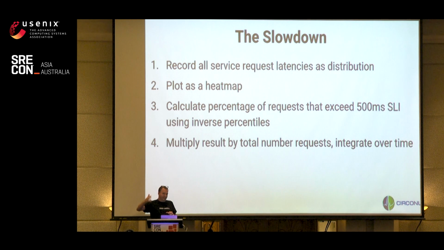That's where inverse percentiles come in. With an inverse percentile, I can say, for 300 milliseconds, what percentage of my requests took longer than that? What's the damage? I know I violated my SLI, but how much did I violate it by? How much damage did I do? And we can take that percentage of how much damage we did, multiply that times the total number of requests in that time window, and we can integrate that over time. And that should tell us how many people we made angry.